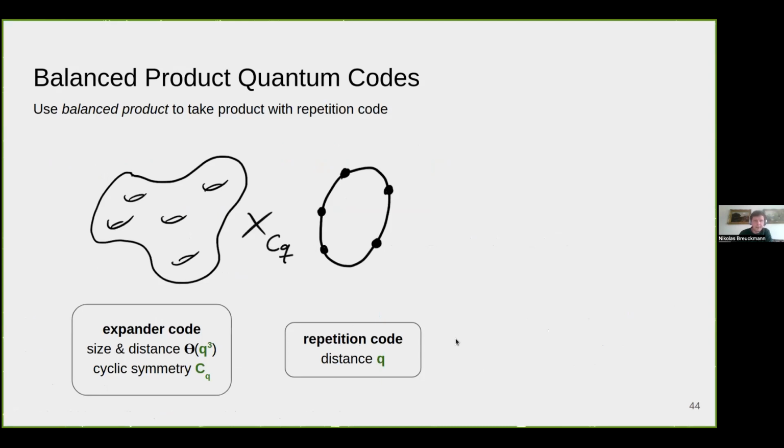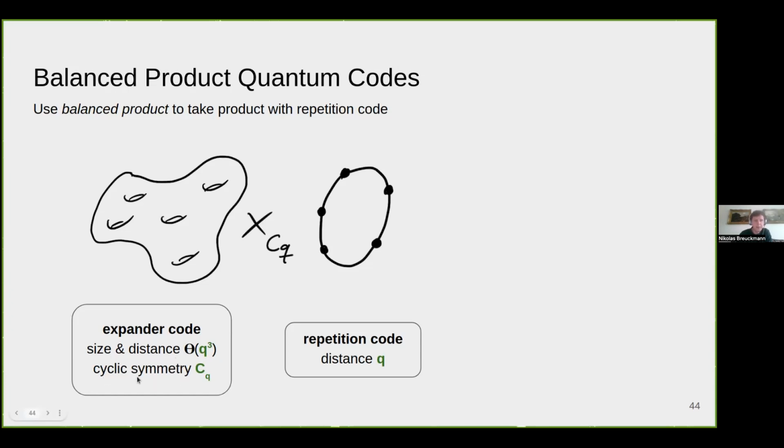Okay, so the first construction that we do is we take an expander code, which is given by some parameter q. And maybe I can give you a bit more background. These expander codes are Cayley graphs of the group PSL2 over the finite field Fq. And the size of this group is q to the q cubed.